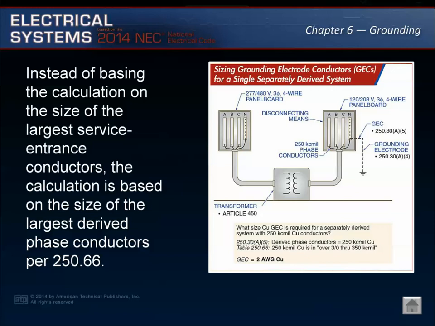In some installations, such as a panelboard with main lugs only, the connection is made at the source of the separately derived system. The grounding electrode conductor is sized per Article 250.66. Instead of basing the calculation on the size of the largest service entrance conductors, the calculation is based on the size of the largest derived phase conductors.